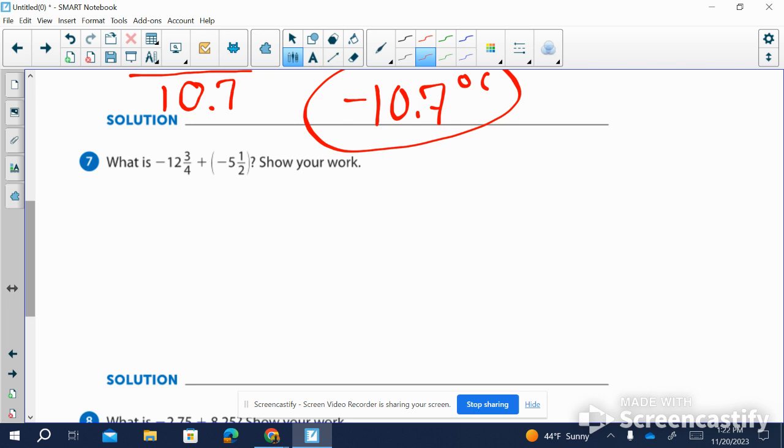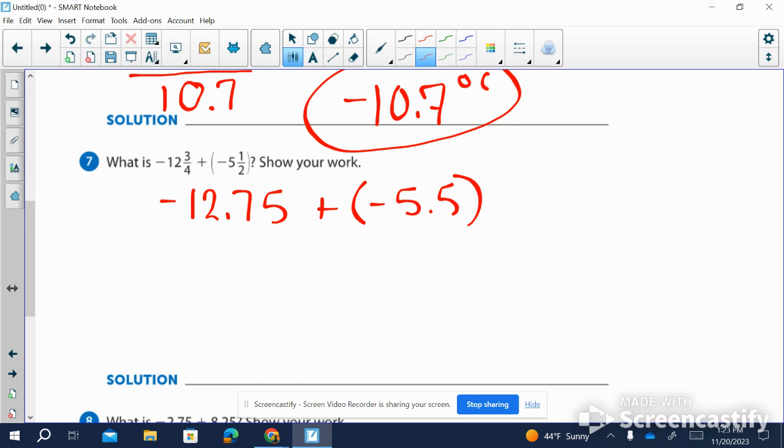Sometimes it's better not to convert into decimals because I find that when there's a repeating decimal, we accidentally round and we don't want to do that. But I know that 3/4 gets me a terminating decimal and 1/2 also gets me a terminating decimal. So I'm going to go with that. I'm going to change these into decimals. 3/4 is 0.75, so this is negative 12.75 plus, and then 1/2 is 0.5, so negative 5.5.